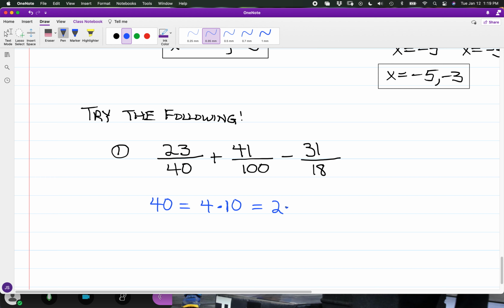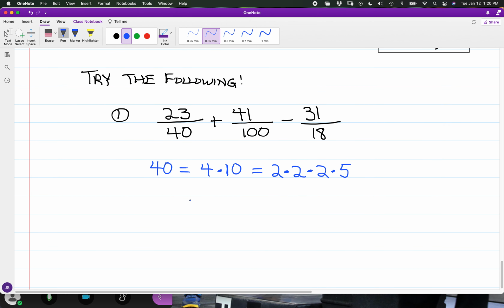So 4 we have 2 times 2. And 10, we have 2 times 5. And so we have three 2's and a 5 to make up 40. So this is the prime factor display. And for 100, we say we have 10 times 10. And 10 is going to be 2 times 5. And just rearranging, we have 2 times 2 times 5 times 5.